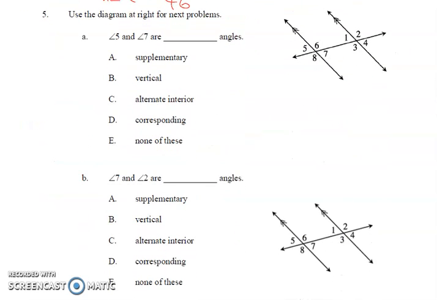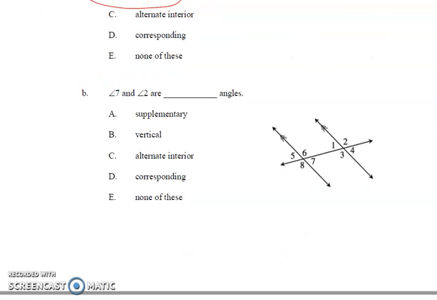All right, so in problem 5A, we're asked to identify the angles. This is a pair of vertical angles. When two lines intersect each other and the angles are opposite each other, they're called verticals. In problem B, the two angles are 7 and 2. Quite a few of you said none. But none of these work.